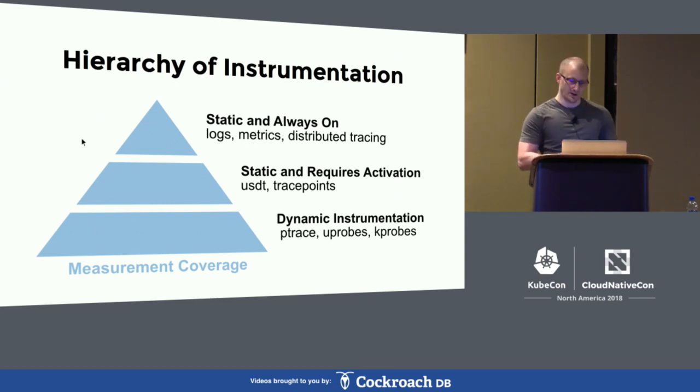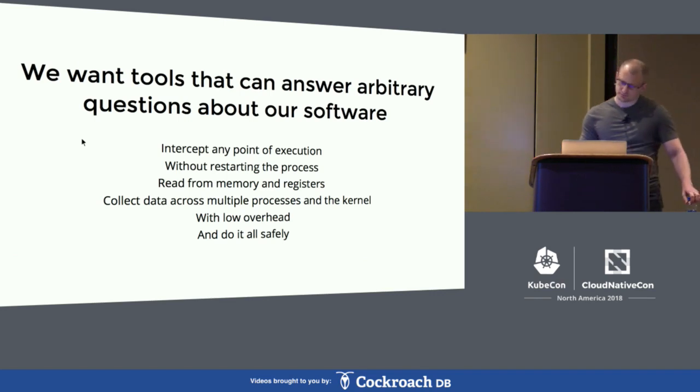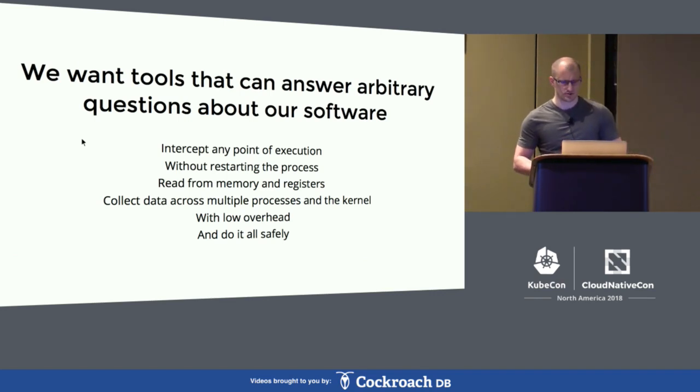And finally, the last layer is dynamic instrumentation techniques. These allow you to cover the broadest amount of your system. You can use technologies like ptrace, uprobes, and kprobes to achieve dynamic instrumentation. We want tools that can answer these arbitrary questions about our software. We want to be able to intercept any point of execution without restarting the process. We want to be able to read from memory and registers, and collect data across multiple processes and the kernel, ideally with low overhead, and to do it all safely.